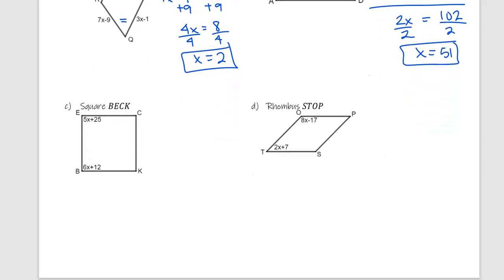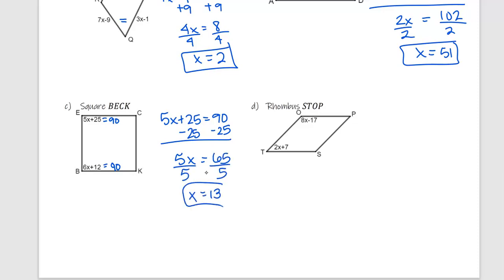This next one is a square, which means all right angles are equal to 90. So it doesn't matter which one we solve. Let's do the 5x plus 25. That one has to equal 90. Or you could set them equal to each other and solve that way, but we know it's going to equal 90. So x is going to equal 13.